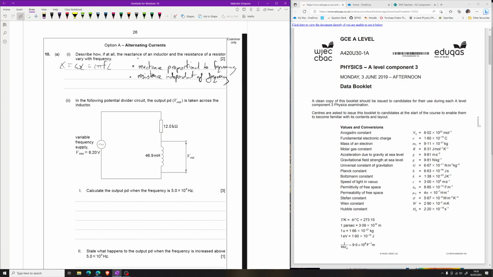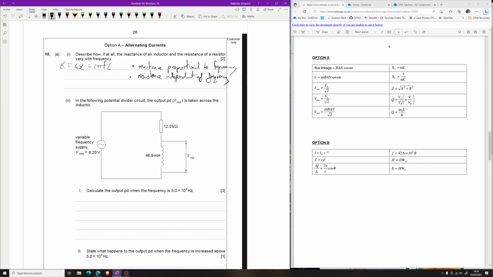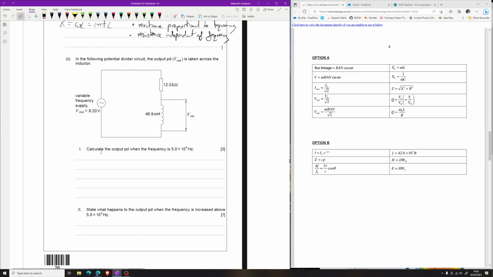Probably be useful, I suppose, for you to have the right bit of the data booklet going. Yeah, so there's our expression for reactance of an inductor. Following potential divider circuit, the output PD is taken across the inductor. Calculate the output PD when the frequency is 5 Hertz. So first thing to do would be to calculate the reactance. So let me chuck that into a calculator.